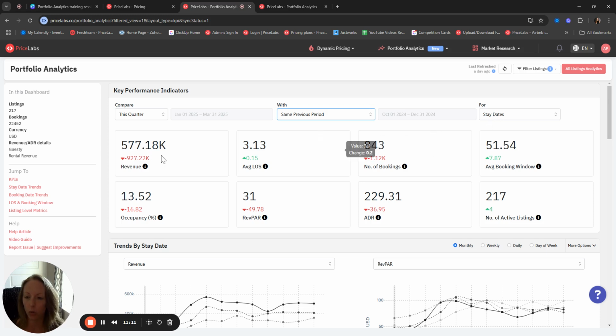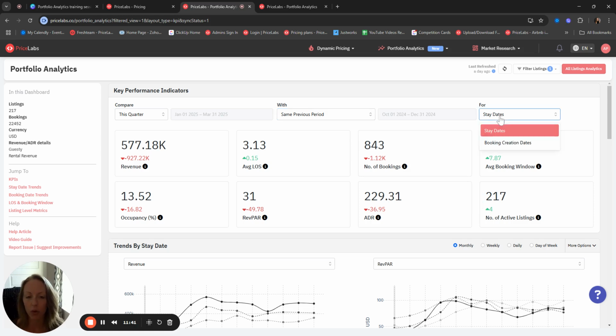And we have the KPIs of revenue, average length of stay, number of bookings, average booking window, occupancy, RevPAR, ADR, number of active listings. This is something to keep in mind if you have a lot of growth with your portfolio and you also see revenue really grow. Maybe some of it's just from the fact that you have a lot of new listings.